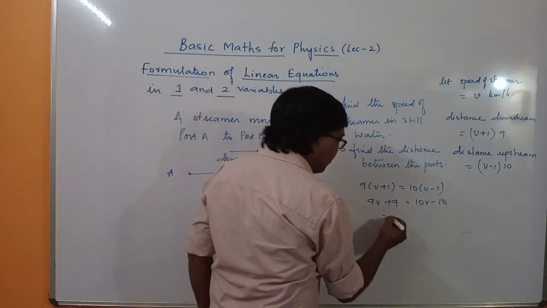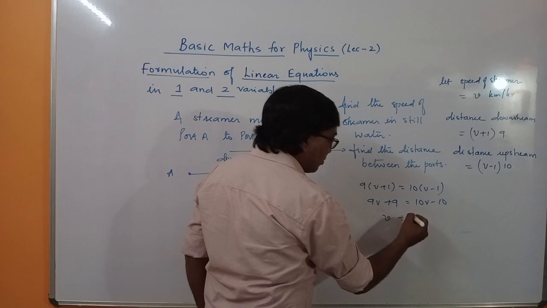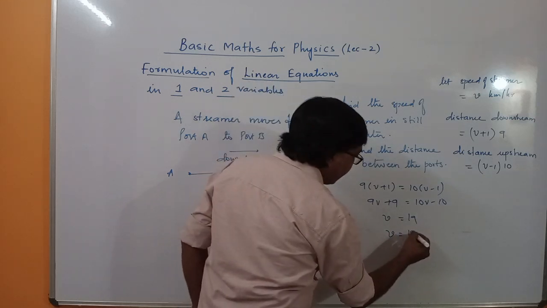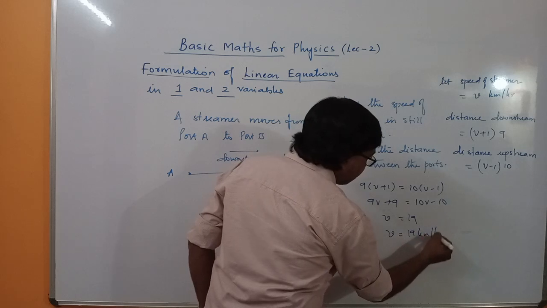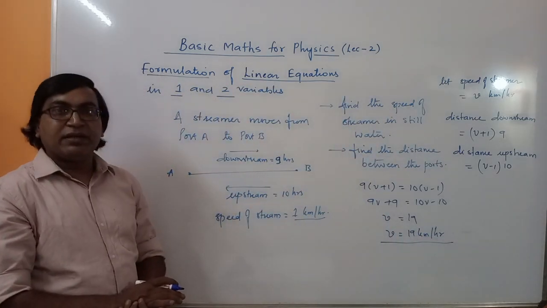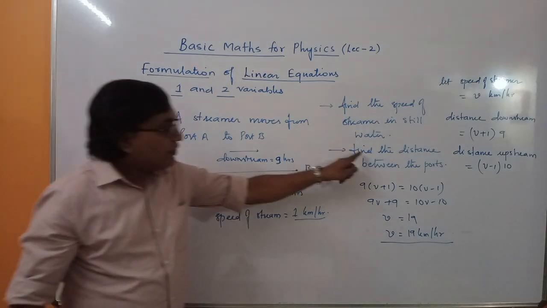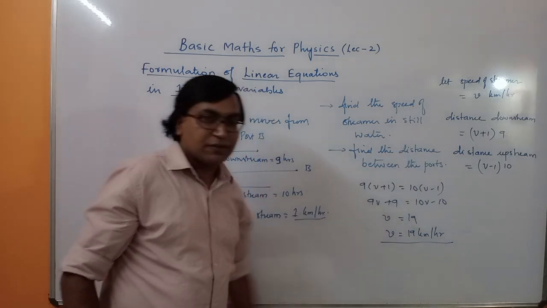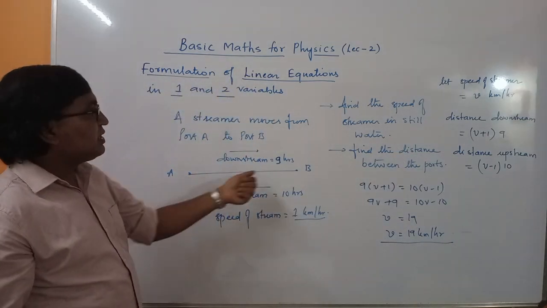So 10. So that is V. So this will be 90. So the speed of the streamer in still water is 19 kilometers per hour. 19 kilometers per hour. Now find the distance between the ports. So what is the distance between the ports?